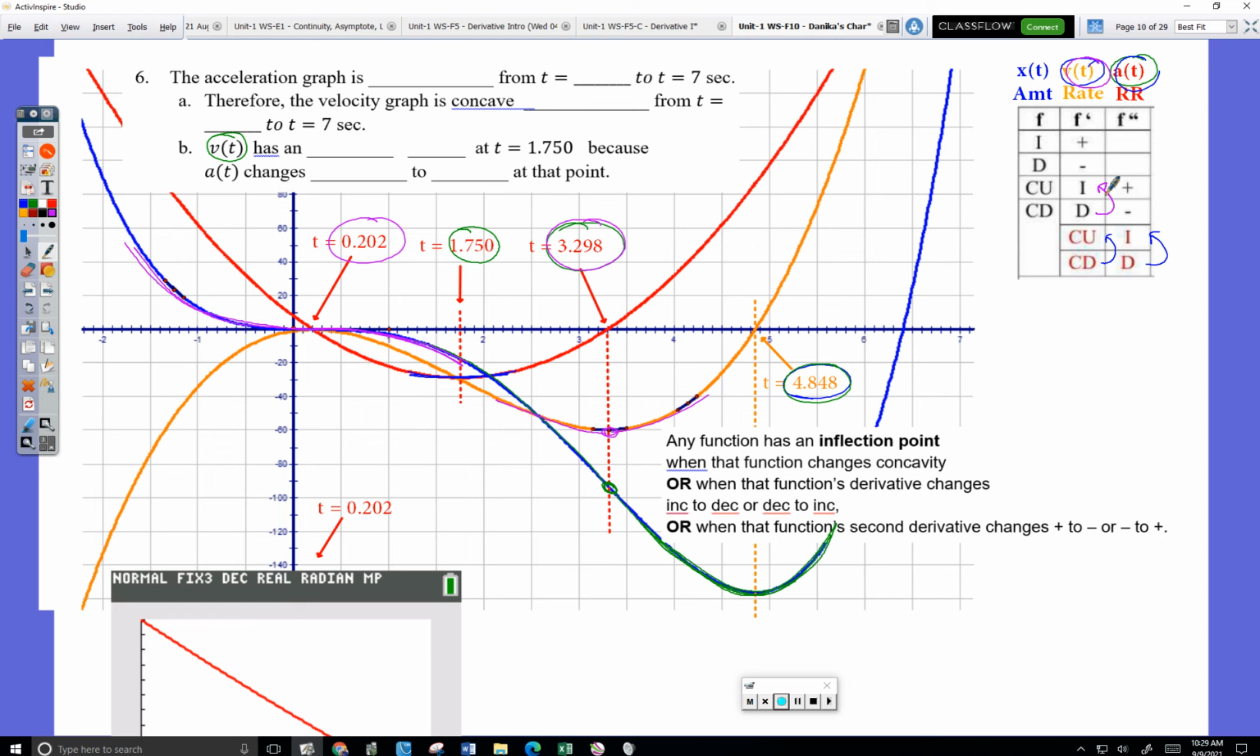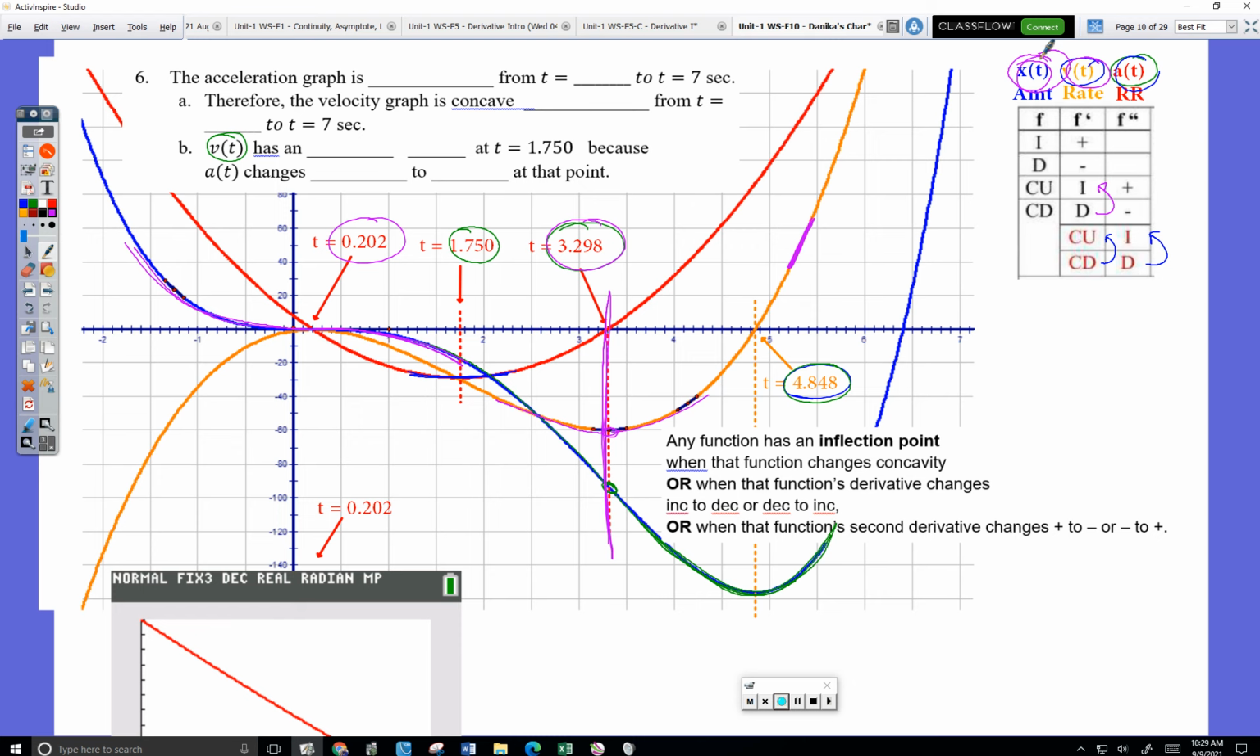But we used that to find an inflection point on the position graph. It's exactly the same point. That's what they have you do on the test. They make you look at velocity, but you're finding an inflection point on position. Question?